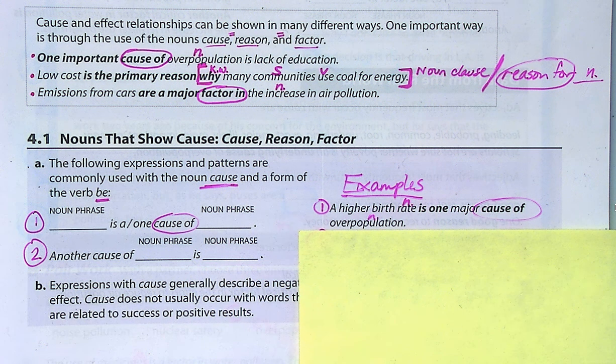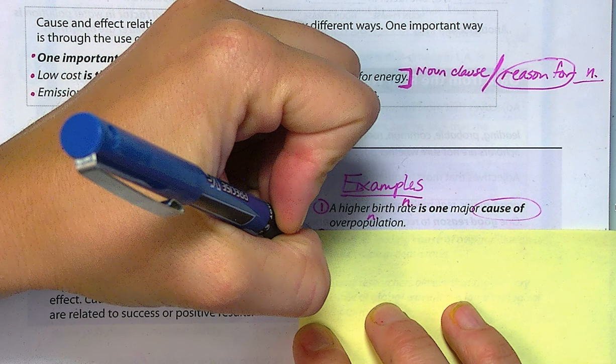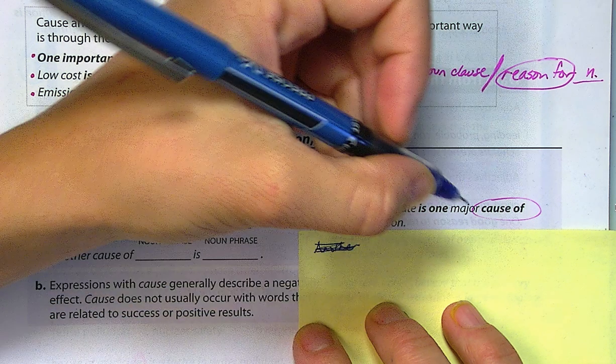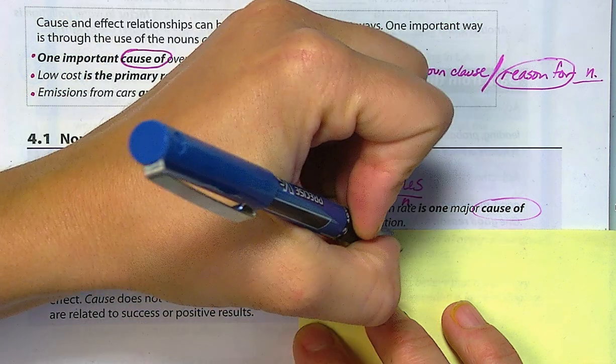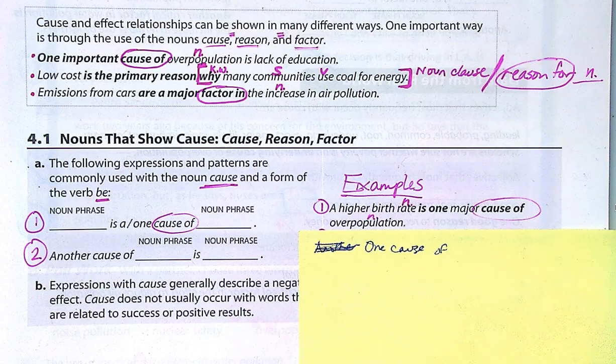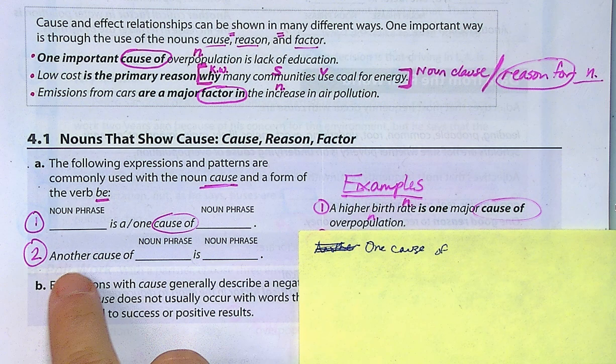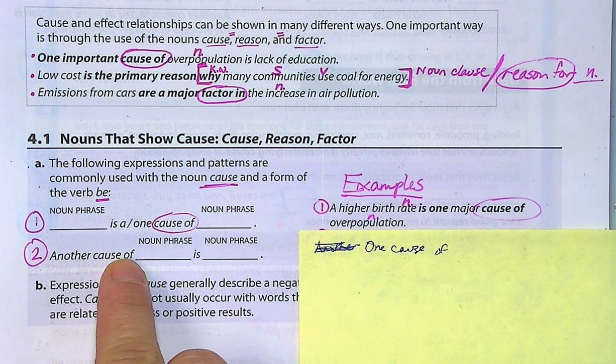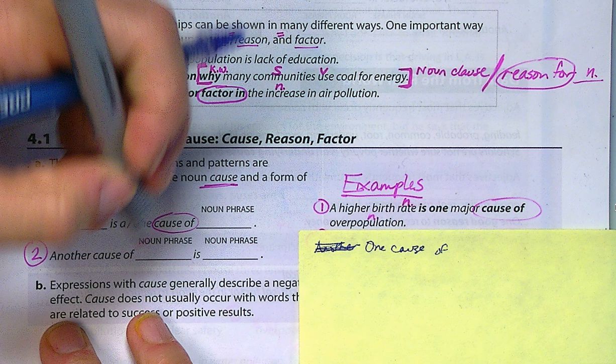But what if we want to take this sentence and put it into pattern number 2? How would we do that? Take a minute and think about it. We would have to say something like another, and in this case we're just talking about one, so we're just going to say one cause of, and again this is our one cause of, another cause of, a third cause of. We're still looking at our pattern here, cause of.